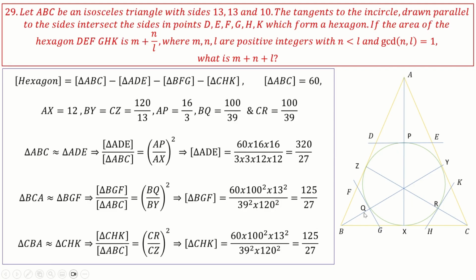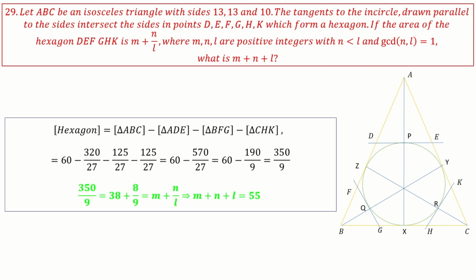Similarly, I can find my BGF. Okay, this is my BGF, and then CHK. CHK is this one. These 3 areas I found. Note down that these 2 areas, BGF and CHK, will be equal because of the isosceles property. Now you have all the information you want. So the hexagon area is nothing but, if you calculate, you will get 350 by 9.